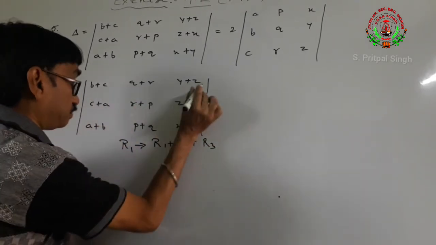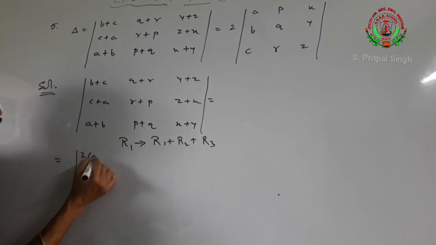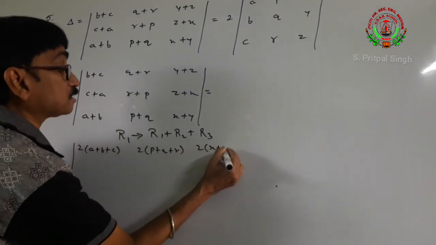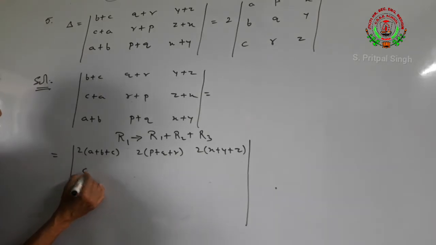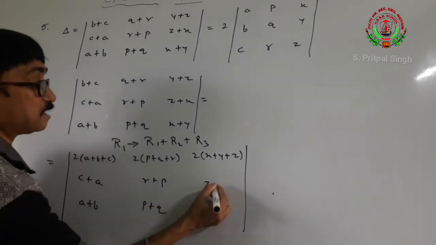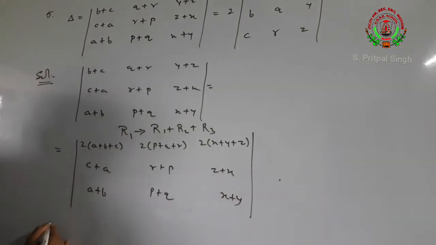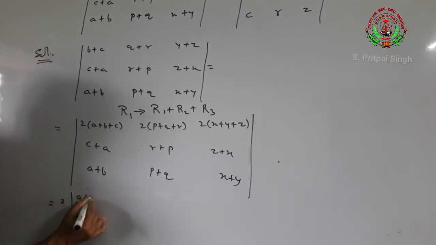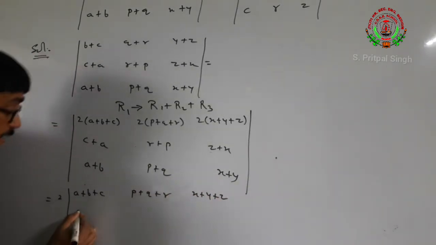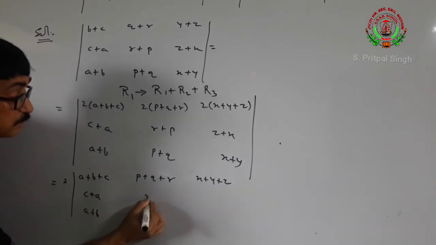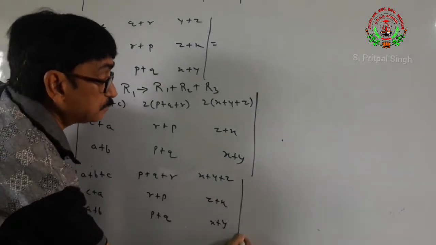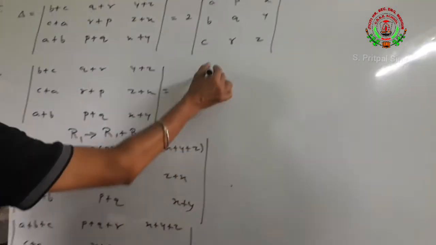Now R1 is going to be changed. So R1 will become 2 times of A plus B plus C, 2 times of P plus Q plus R, 2 times of X plus Y plus Z, and R2 and R3 will be as such: C plus A plus B, R plus P, P plus Q, Z plus X, X plus Y. Now this 2 I am going to take as common: A plus B plus C, P plus Q plus R, X plus Y plus Z, and C plus A plus B, R plus P, P plus Q, Z plus X, X plus Y.